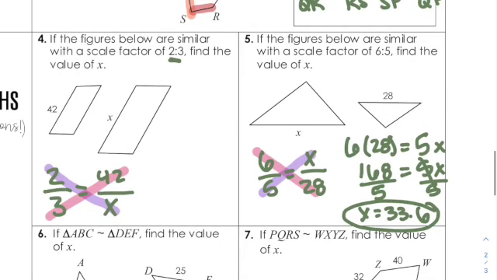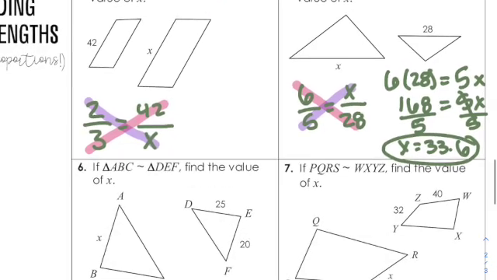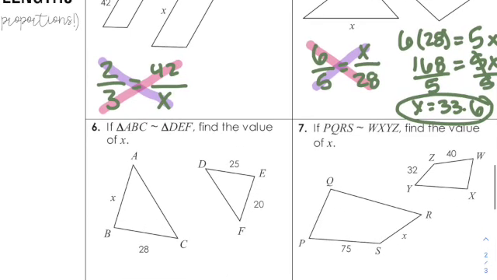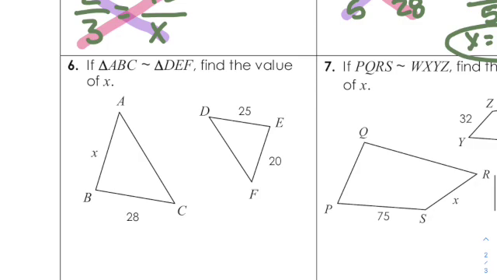So those were some easy ones, okay? Let's move on to number 6, where we have multiple things. This time we don't have a scale factor, okay? This time we have a similarity statement. It says if triangle ABC is similar to triangle DEF, we have to find the value of x. Now, there's 2 ways you can go about these problems always.